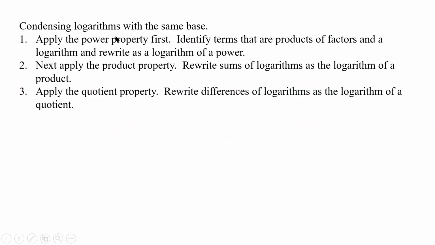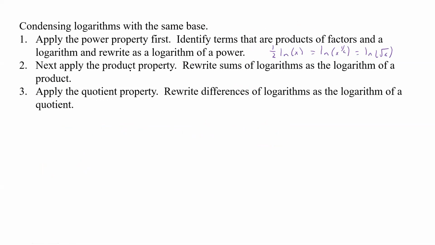And what we're going to do is we're going to apply the power property first. So look at the terms that are products of factors and rewrite as a log. So, if we had the 1/2 times the ln of x, well, we're going to take that back up, and that's going to give us ln of x to the 1/2. Or we could say, that's ln of the square root of x, depending on how we wanted to write it. Okay, so that's the first thing we'll do.